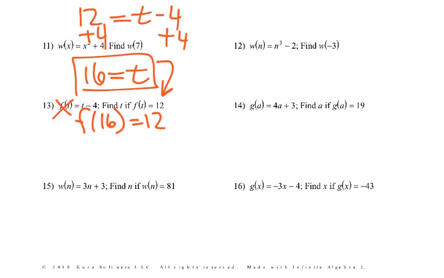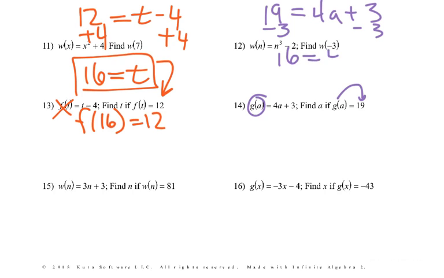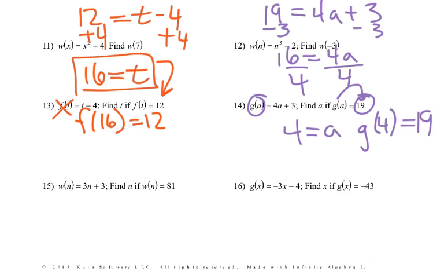Okay, 14. Instead of g of a, it's the same thing with 19, so I go 19 equals 4a plus 3, subtract 3 from both sides. I get 16 equals 4a, divide by 4. 16 divided by 4 is 4, so 4 equals a. So again, g of 4 would equal 19, but when I'm given the input, there's my output.